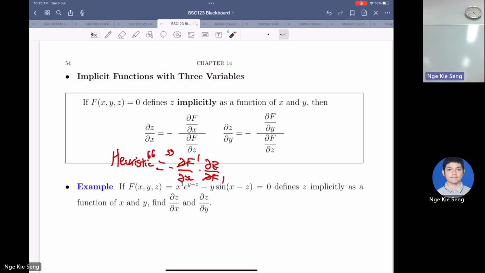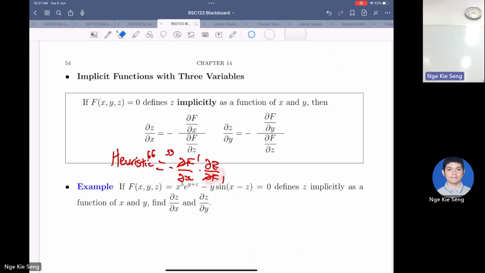So if you forget which one is the top and which one is at the bottom, you just remember how you do the fraction. Let's say in the exam you forgot what to put on the top and what to put on the bottom, you just remember how the fraction multiplies. But remember there's an extra negative term here because of the equation.